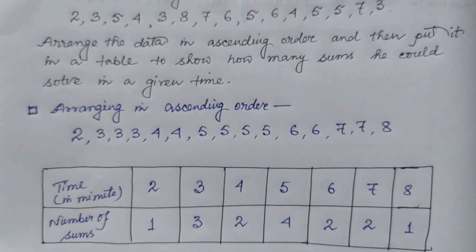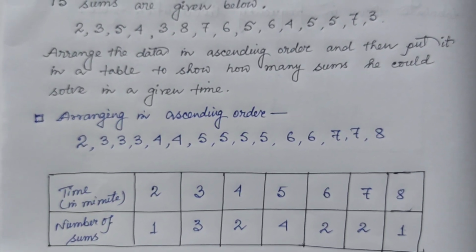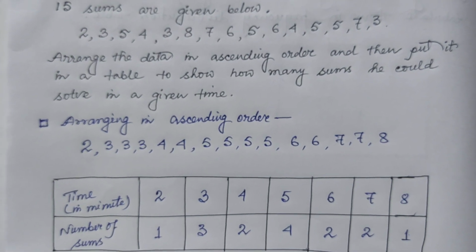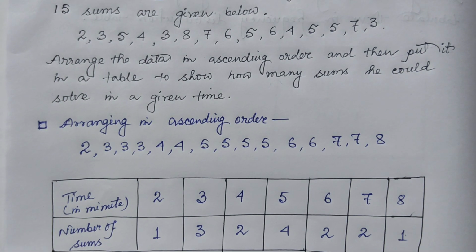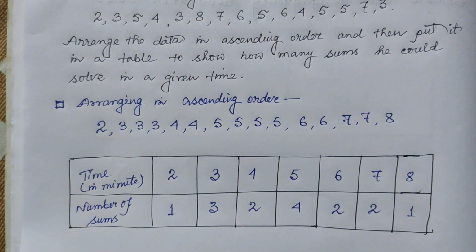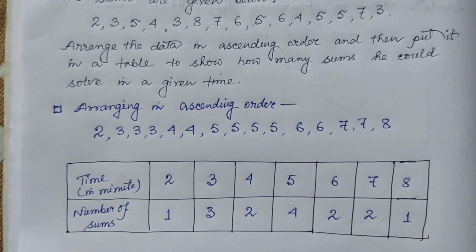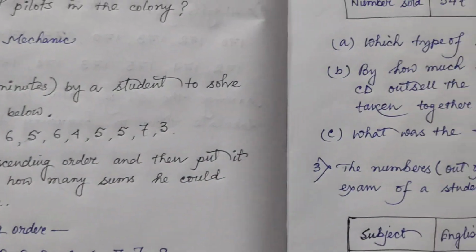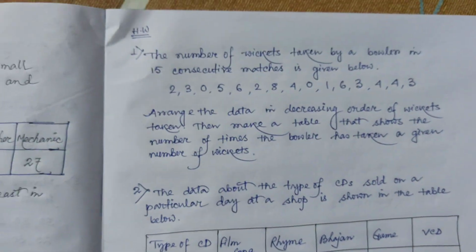So in this way, information will be given and you have to form the table, and in the second case, a table will be given and you have to find out the answers to the questions. So in this way, we can solve this table chart. Now some problems are there. You have to do them in your copy.